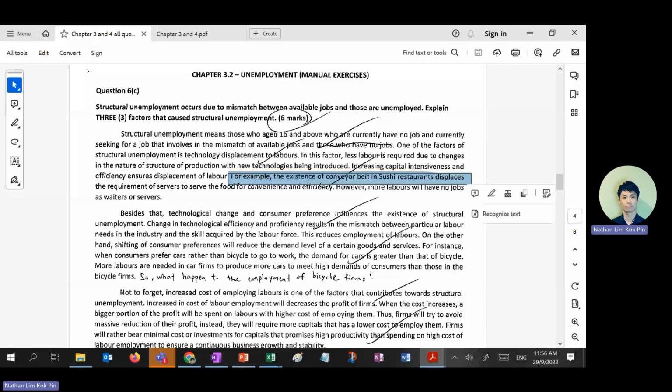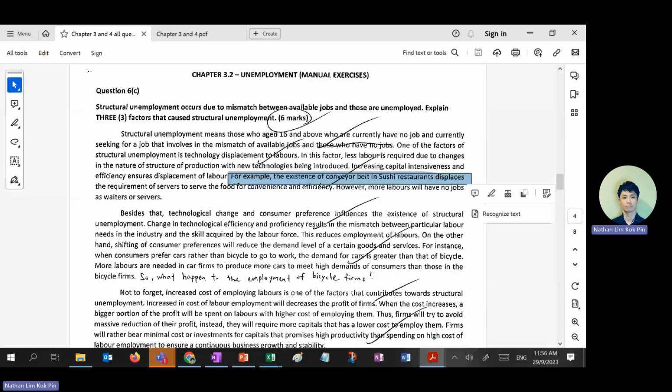It is a massive reduction of the profit. So they use more capital. There's a lower cost in the long run to employ them. Firms will rather bear minimum costs. They promise high productivity. This is how you write. Make sense? Right? This is for the unemployment.